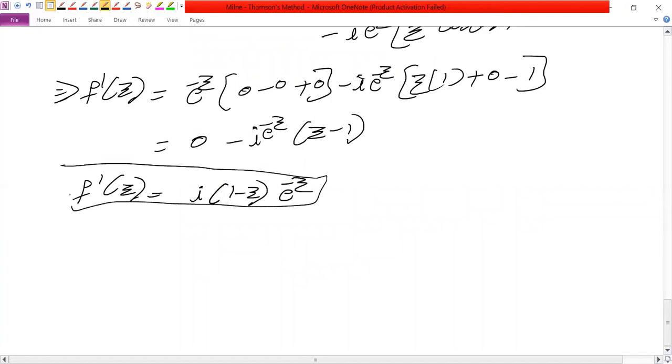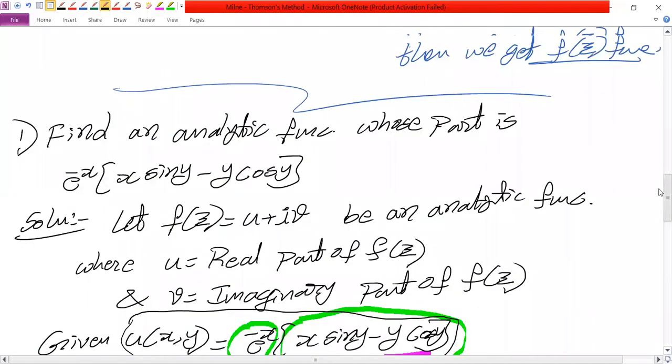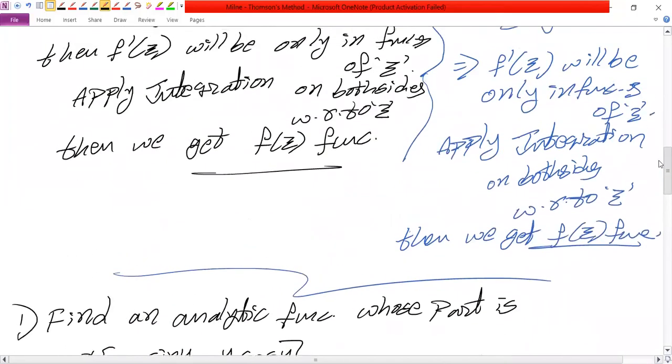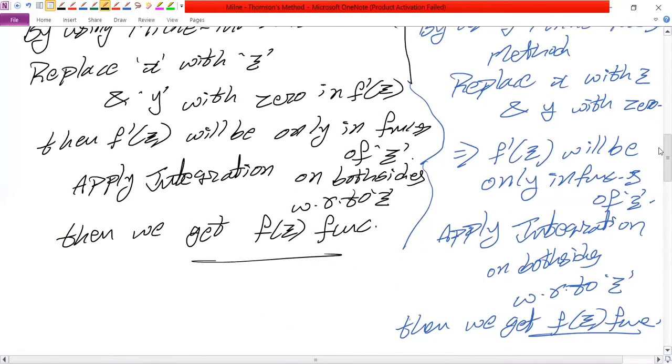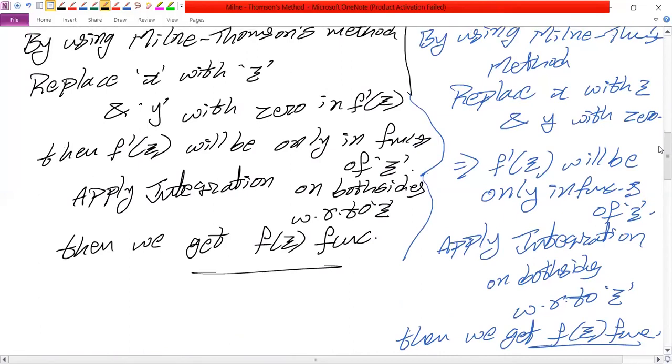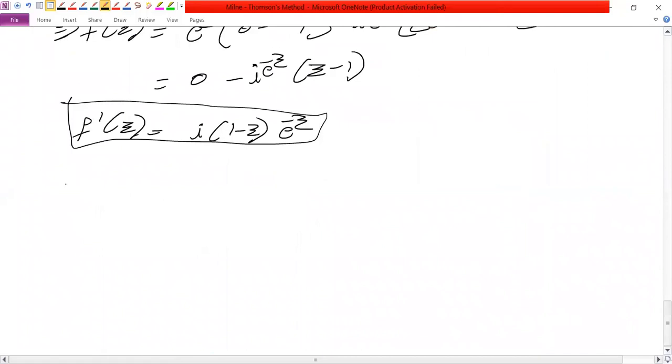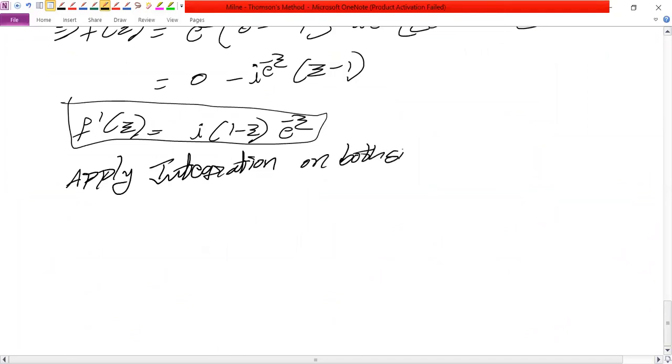After getting f dash of z, what we discussed in the procedure is that f dash of z will be only in functions of the z variable. Then apply integration on both sides with respect to z, and we will get the f of z function. So using that point here, apply integration on both sides with respect to the z variable.